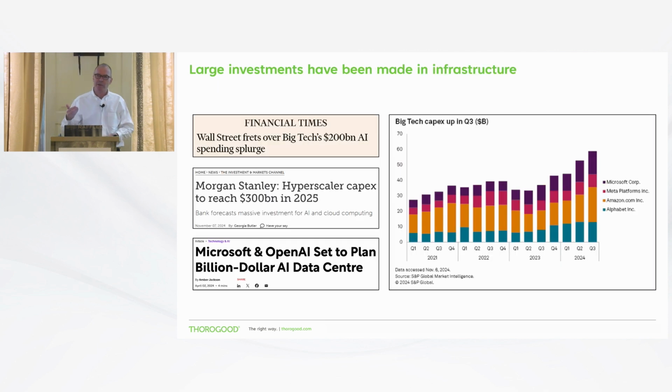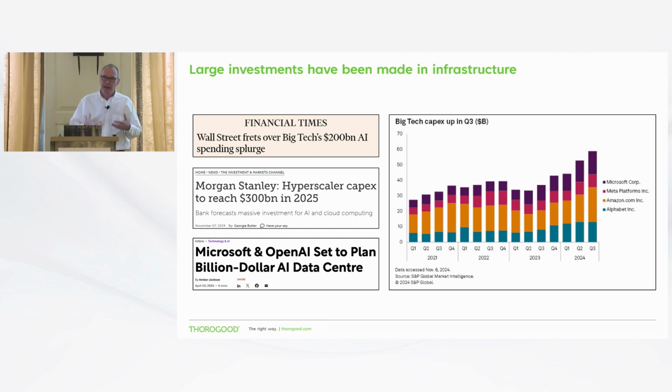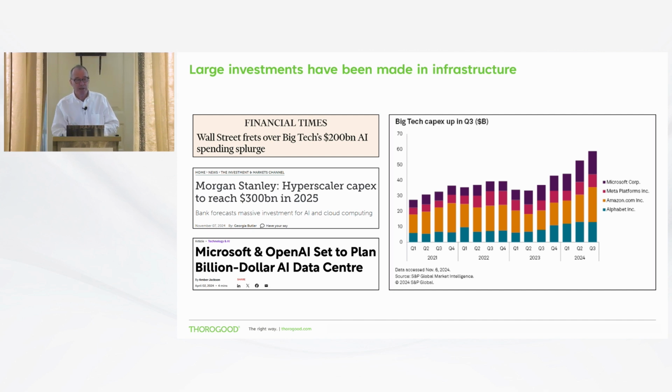And there's concern about the degree to which they're investing. Are they investing ahead of a demand that will materialize or won't materialize as quickly as they think? And some of these headlines are from November when we ran this event in London, but it carries on in the same way today. Financial markets worrying that perhaps there's an overinvestment.